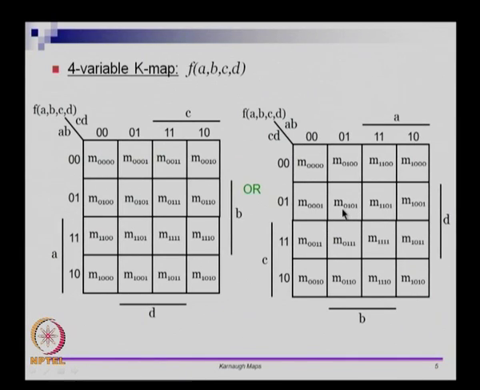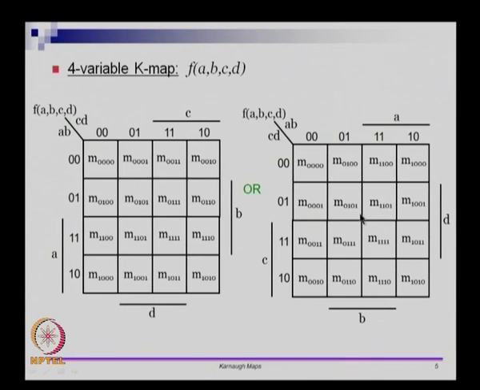So you can see that if I pick this cell, the function is in the order ABCD. So to say what min term should go here, I should look at AB here, which is 0 1, and CD here is 0 1. So this is M 0 1 0 1. If I look at this cell here, this corresponds to AB equals 1 1 and CD equals 0 1. So this is M 1 1 0 1. So that is what we have here.